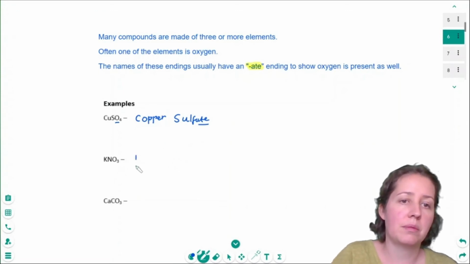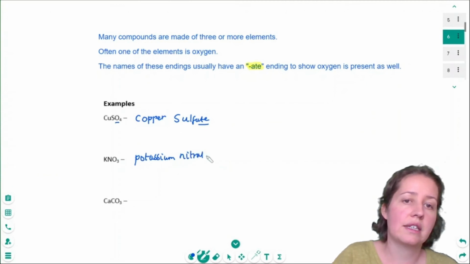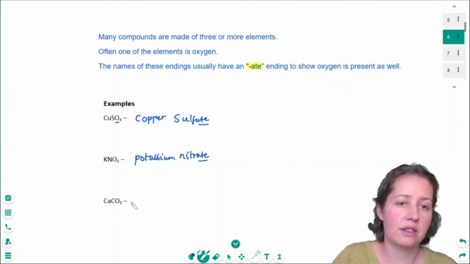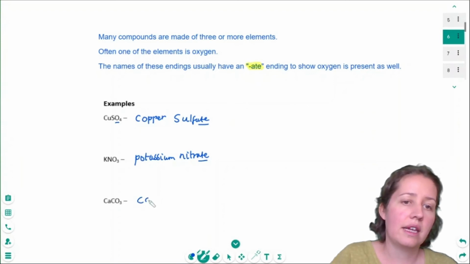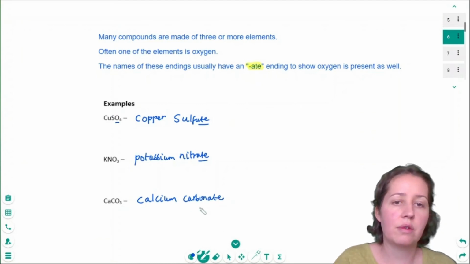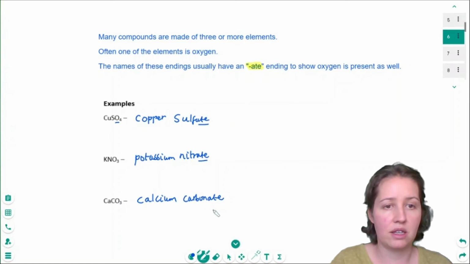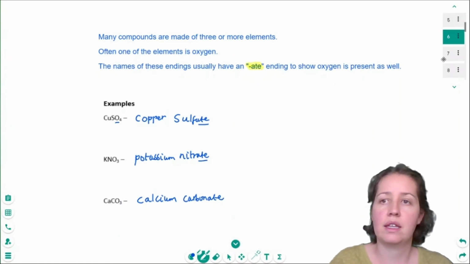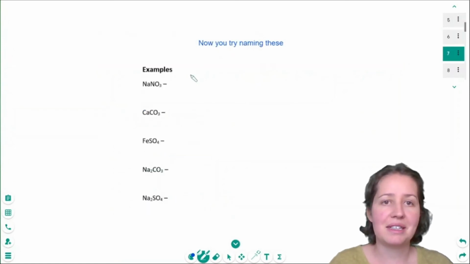KNO3, that becomes potassium nitrate, with that "-ate" showing us the oxygen. This is calcium carbonate. Okay, so CO3 is carbonate, showing us it's carbon plus oxygen. Okay, some examples for you to try. Pause now.